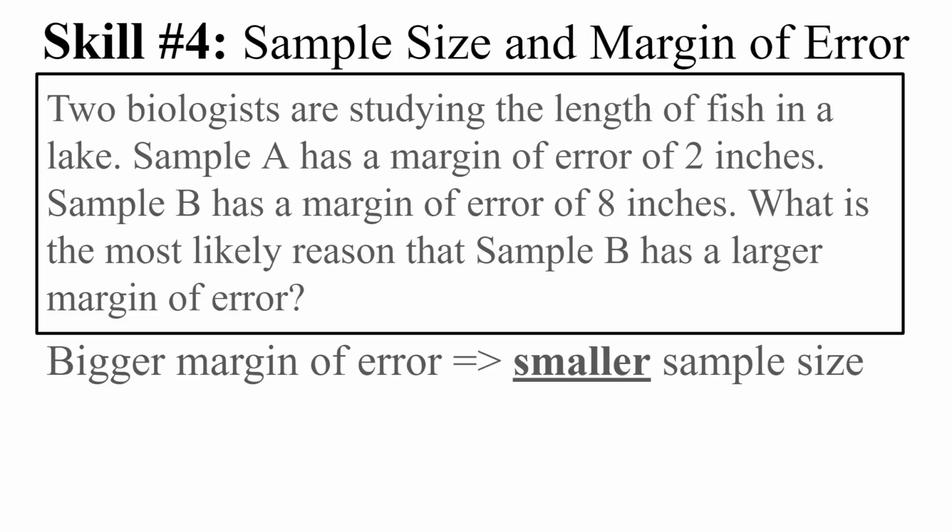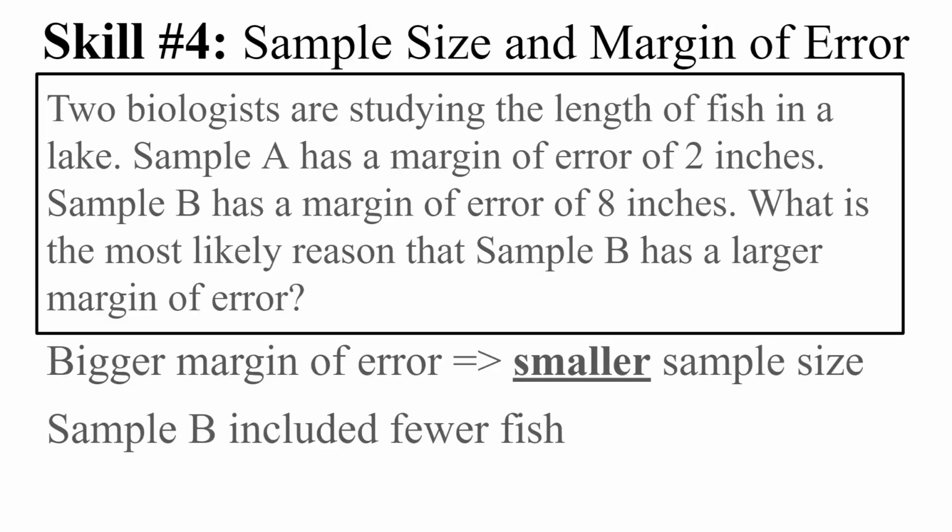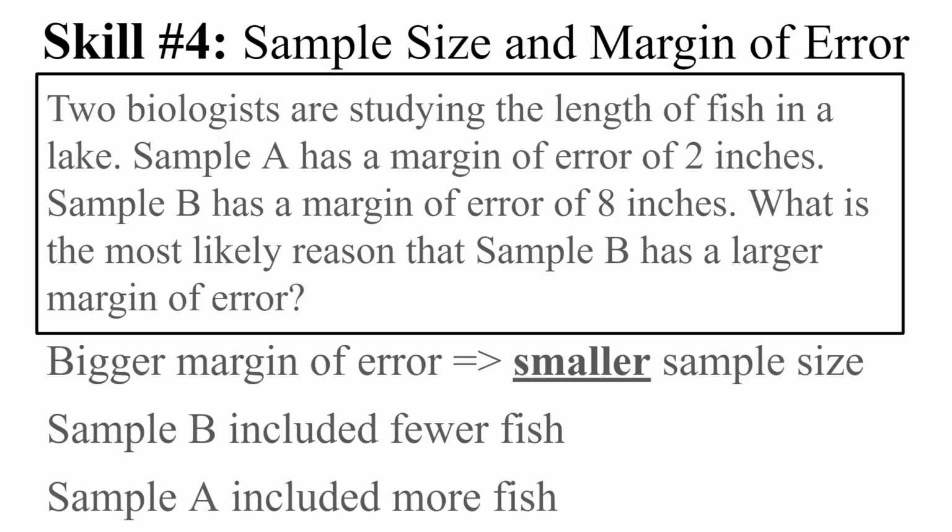Now, this could be phrased one of two ways in the answer choices. They could say sample B included fewer fish, okay? Or they could say the opposite, which is saying the same thing. Sample A included more fish. So that can get really confusing. But that's kind of the gist of it. So just remember, margin of error and sample size are inversely related. If you ask more people, your study becomes more accurate, so the error goes down.